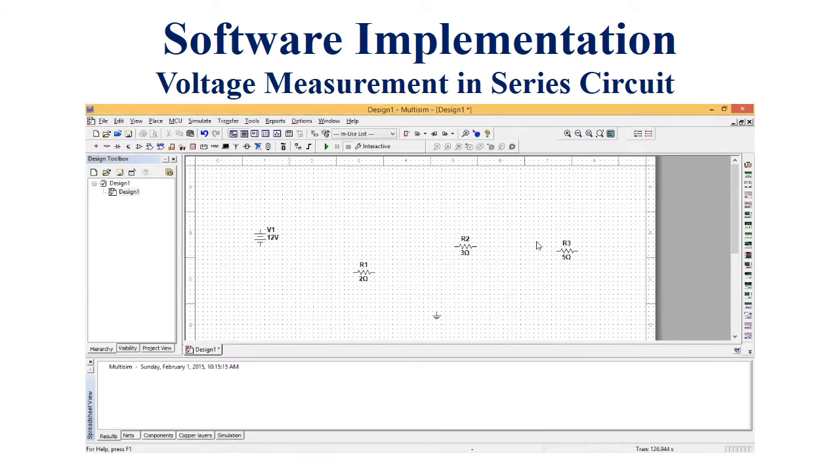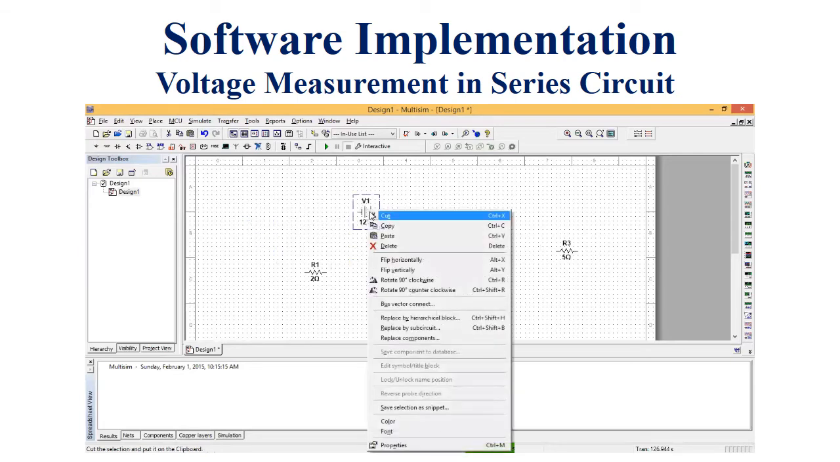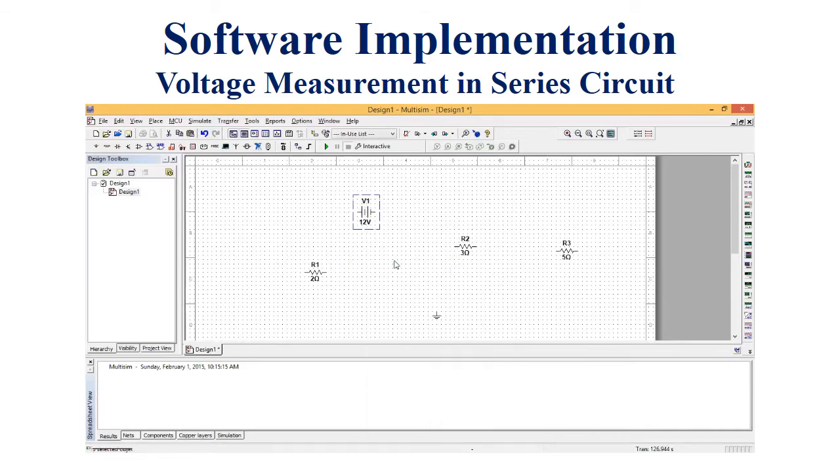After this, arrange all these components in the same fashion as we have seen in the previous slide. Select battery and press Ctrl R and then click on it and flip horizontally.